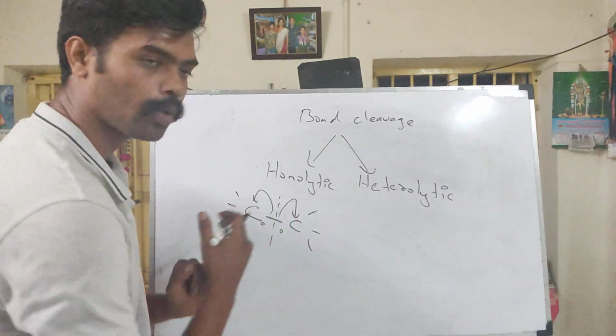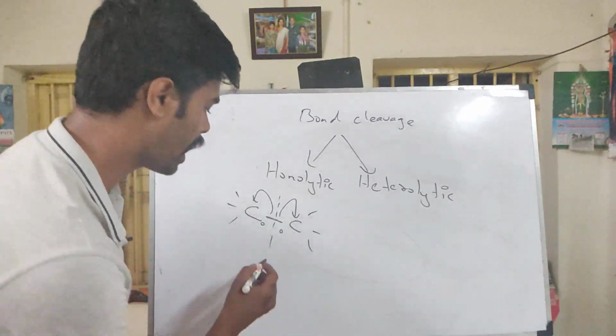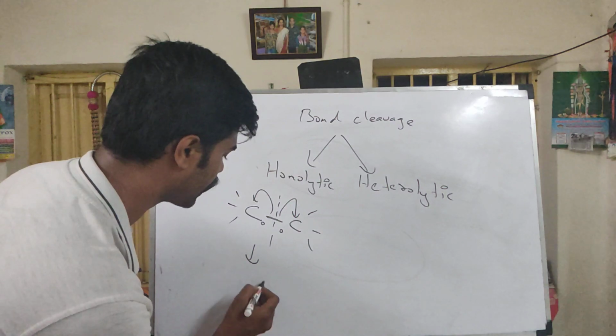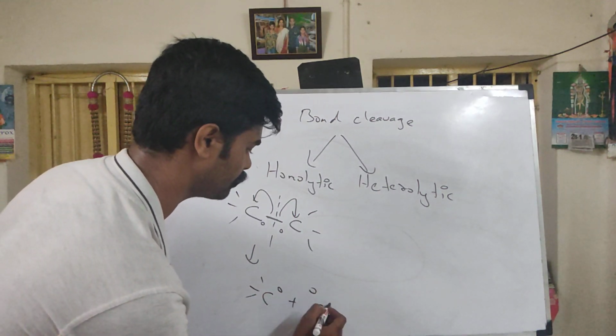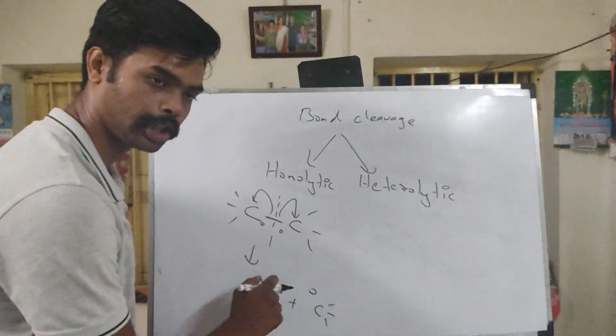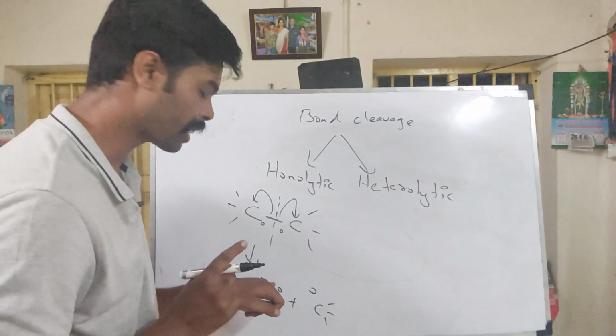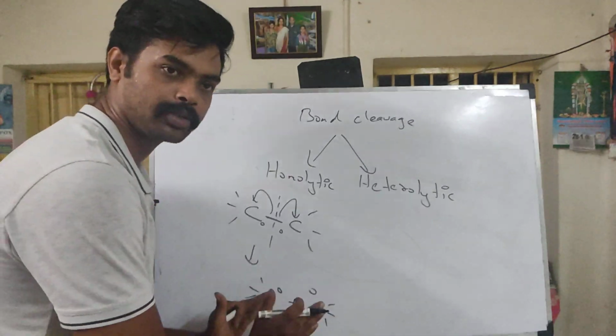So now at the end, what is going to happen? If this happens, what am I going to get? I am going to get something like this, and again something like this. So this extra dot represents the odd electron which is present, right? Now I'm going to give you some special terms for this.